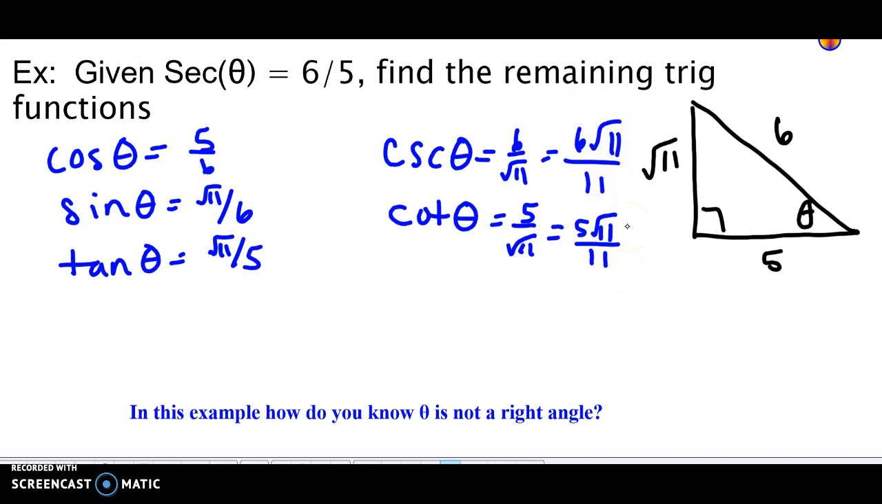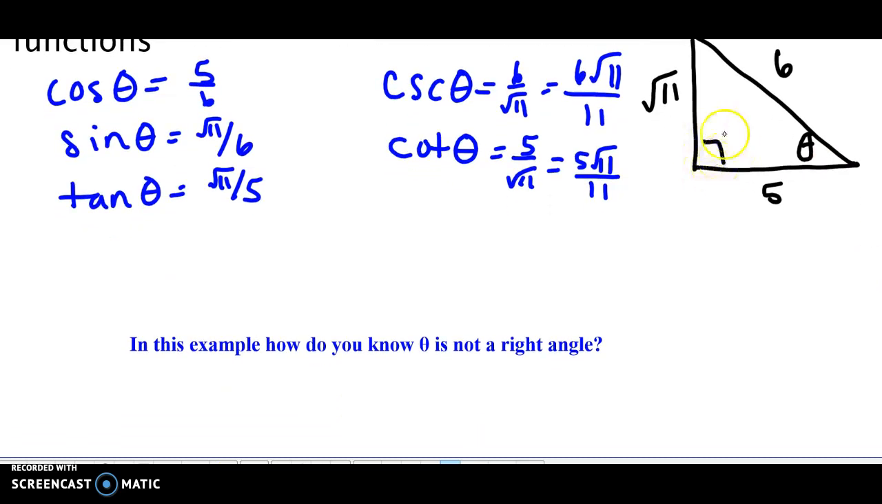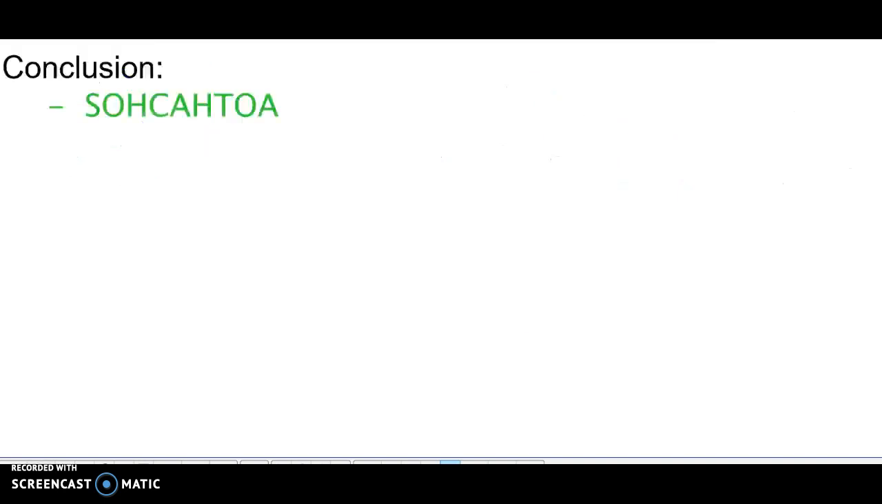So in this example, how do you know that theta is not a right angle? How did I know not to choose this angle, theta? Write your answer. In conclusion, SOH CAH TOA.